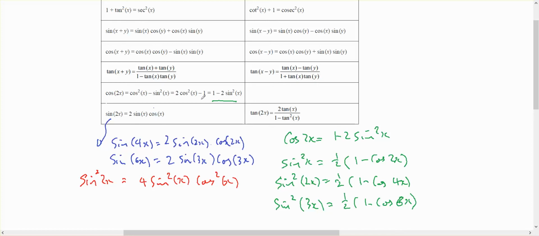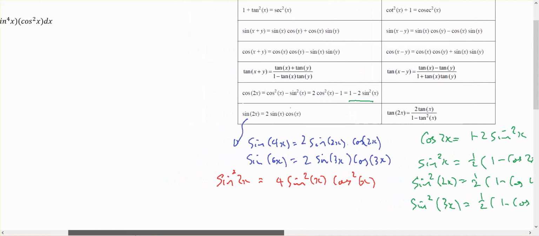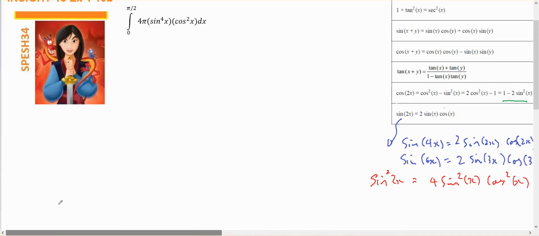Rearranging with the cos double angle formula, I know the cos of 2x is 1 minus 2 sine squared, which means sine squared is a half 1 minus cos of 2x. If I was to say sine squared of 2x, then it'd be a half 1 minus cos of 4x. If that was sine squared of 3x, it'd be 1 minus the cos of 6x. So there's a number of different manipulations you can do with those double angle formulas.